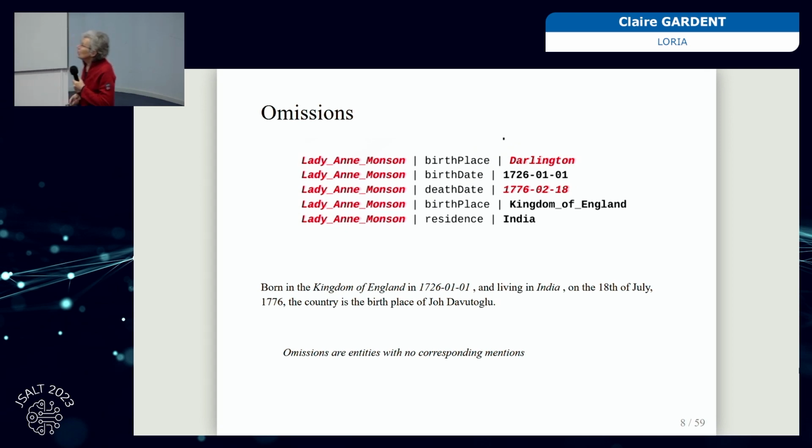So here is an example of omission. Here you have a linearized graph, right? So it's a set of triples, as I said. And the entities in red are the entities that are not mentioned in the generated text. So you have in the input six different entities, but in the generated text, only three of these entities are actually mentioned. In the rest of the talk, omissions are basically entities in the input graphs that are not mentioned in the generated text.